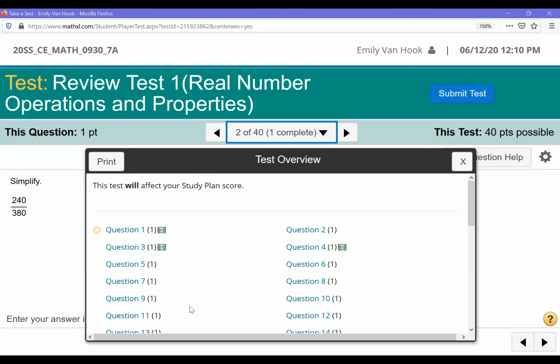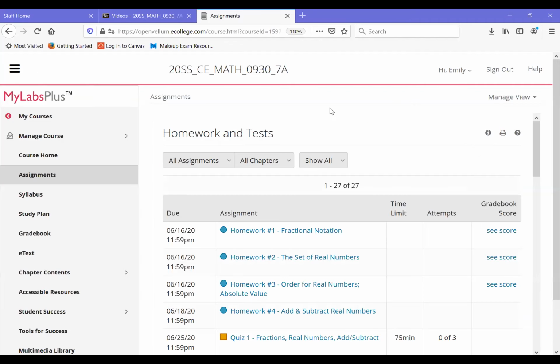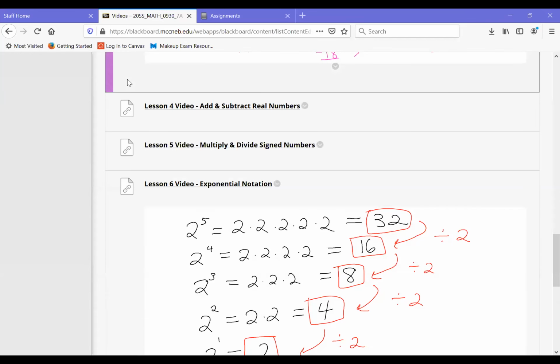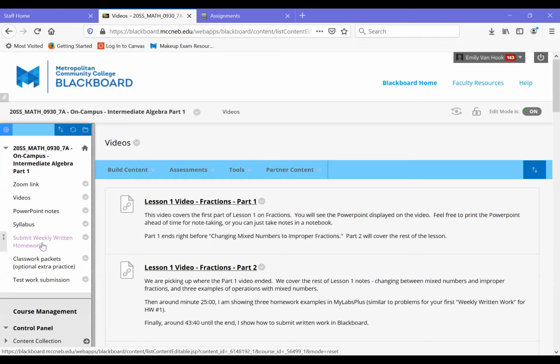All right, I know I'm showing you a lot. The last thing I want to remind you of is showing your work for a test. This should be similar to how you've been showing your work for the weekly written homework. And there's a folder in Blackboard where you will be able to submit it. So here we are back in Blackboard. You've been submitting homework in this Submit Weekly Written Homework folder. You've only done a couple of those at this point, but I want you to know for a test, you'll click here for test work submission.